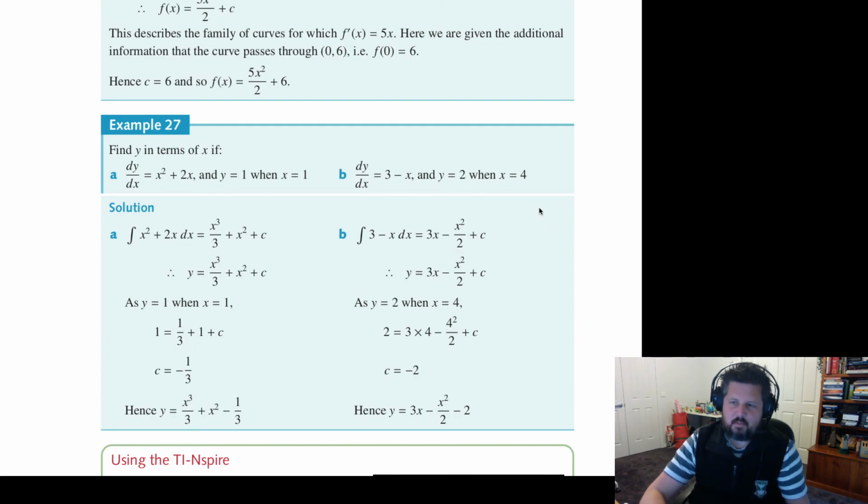We've got some additional information so we can find out what that c value is. As it says, y is equal to 2 when x equals 4. So what we're going to do is plug 2 into where y is here, and where x is, we're going to substitute in 4. We're going to rearrange things, and we're going to find out what that c value is. Oh, cool, it's negative 2. We can then write out the equation, but where this plus c is, we can put down what c is. So it's negative 2 on the end there.